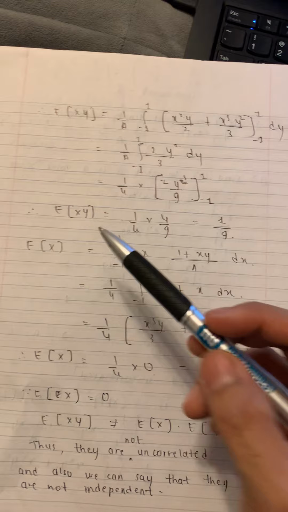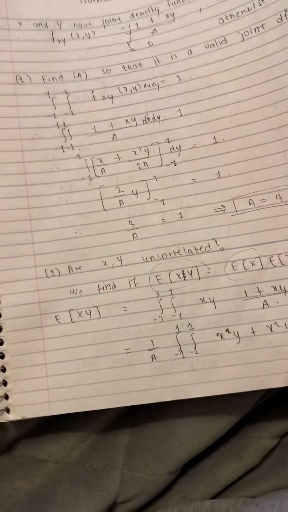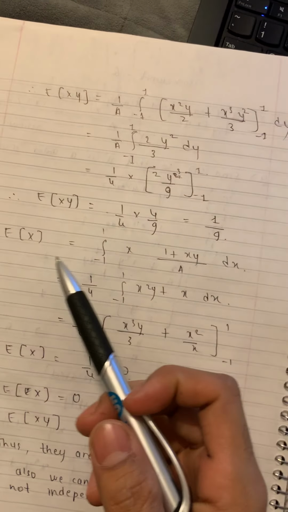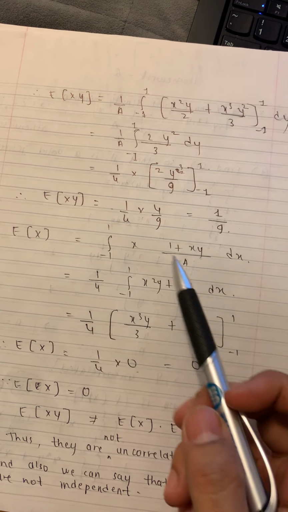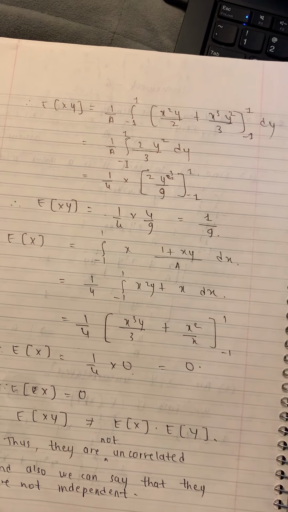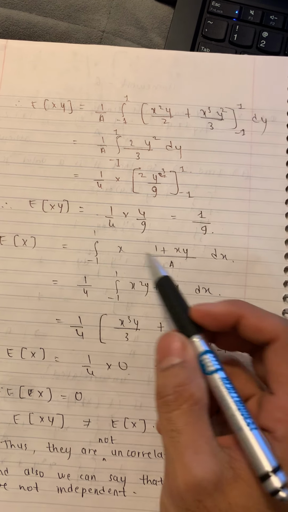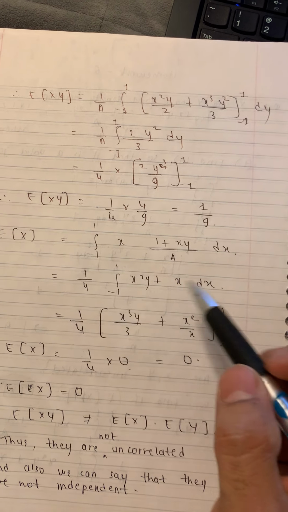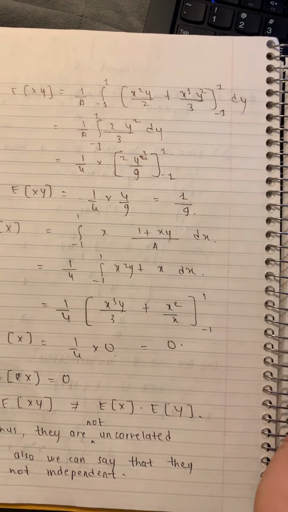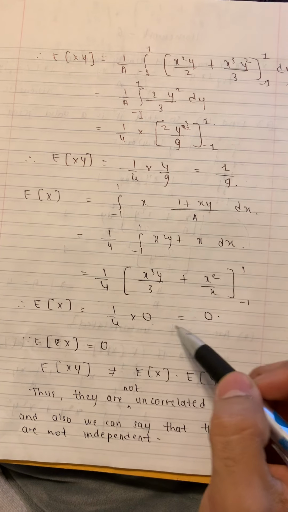Now we have to find the expected value of x. The expected value of x is given by integral minus 1 to 1 of x into f of x, where f of x is (1 plus xy) by a, dx. We take 1 upon a outside, substitute the value of a, and integrate with respect to x. After integrating we get E of x is 0.